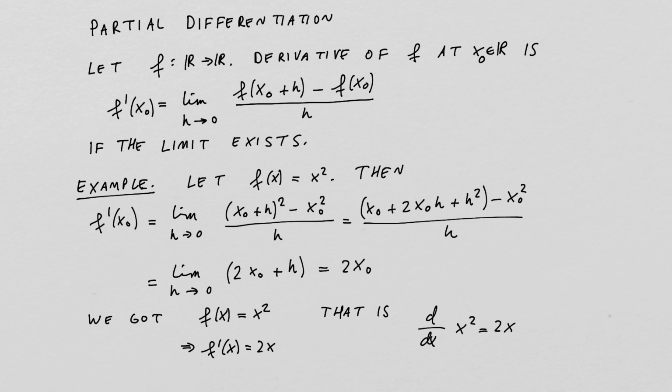We can use this definition to find the derivative of the function x squared. Well, let's calculate the derivative at some point x0. Here we use the definition and we write the definition of the derivative. Well, what is our function? Our function is x squared, so we just take x0 plus h to power 2 and we subtract x0 to power 2 and divide by h.